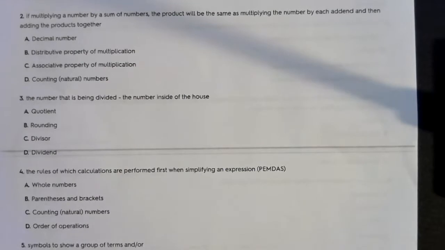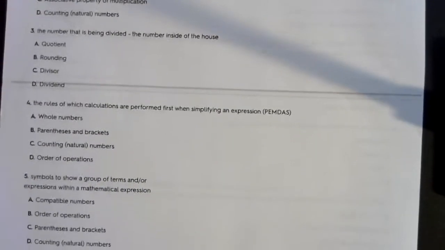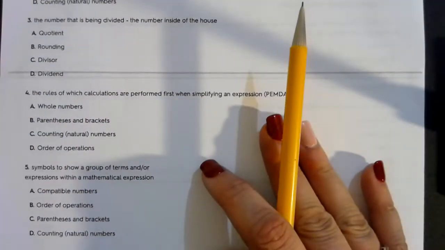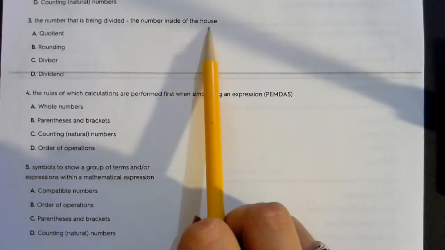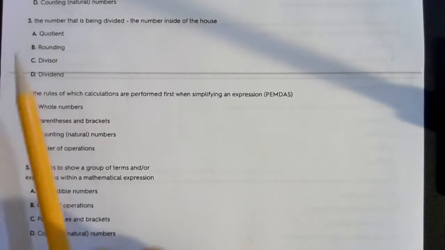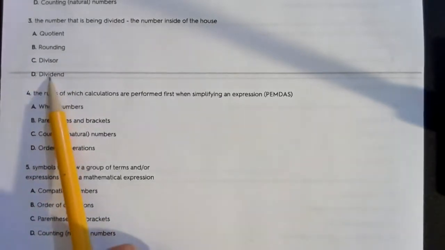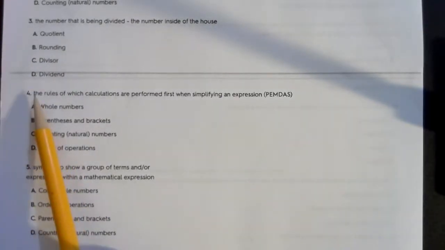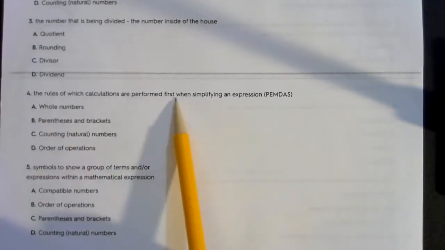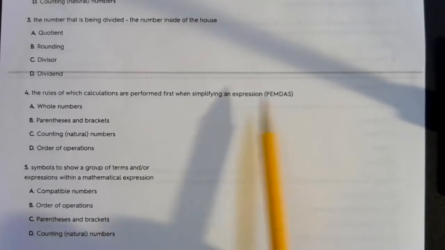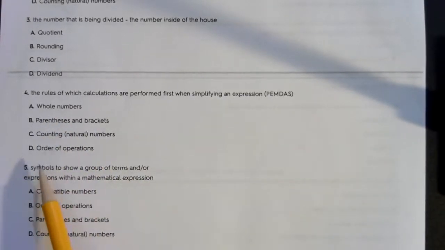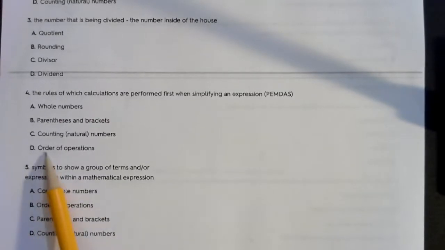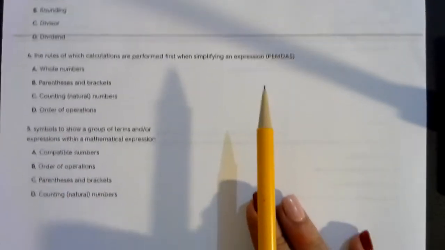Question 3. The number that is being divided, the number inside of the house, is that the quotient, the rounding, the divisor, or the dividend? Number 4, the rules of which calculations are performed first when simplifying an expression. We call this PEMDAS. Are those whole numbers, parentheses and brackets, counting numbers, or order of operation?